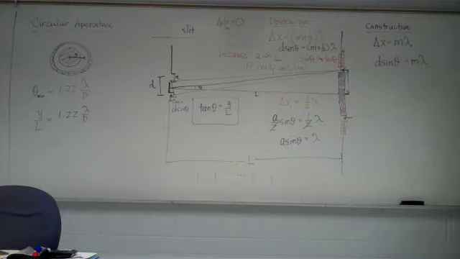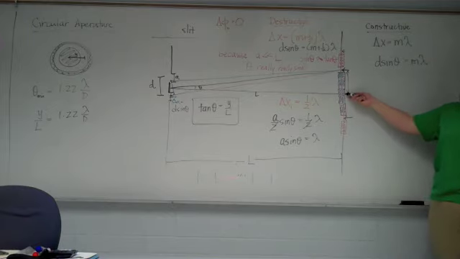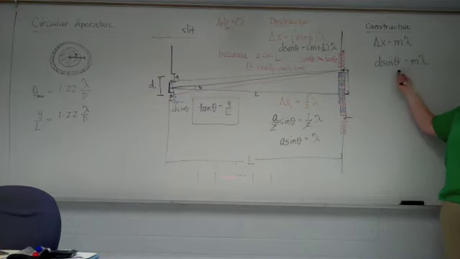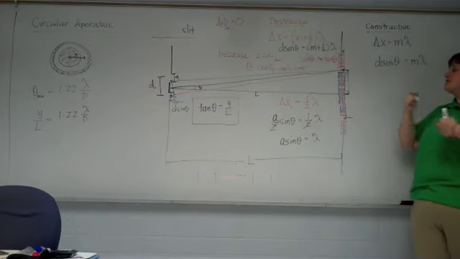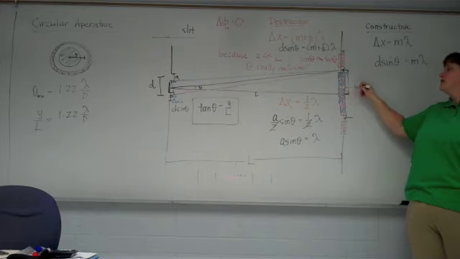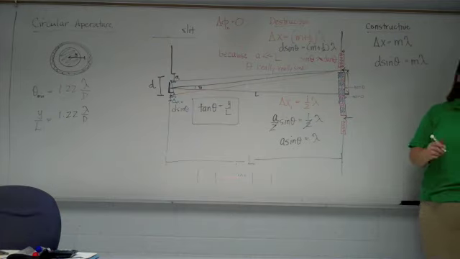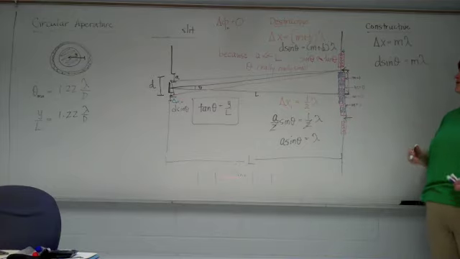Okay. m can start at 0. If m is 0 here, that just means that there was no extra distance traveled. So what point on the screen would that refer to? Central max. The center. Exactly. The absolute center would be m equals 0. m equals 0 for destructive would be the first dark spot on either side of that center one. m equals 1 will be the next dark spot on either side. And so forth.